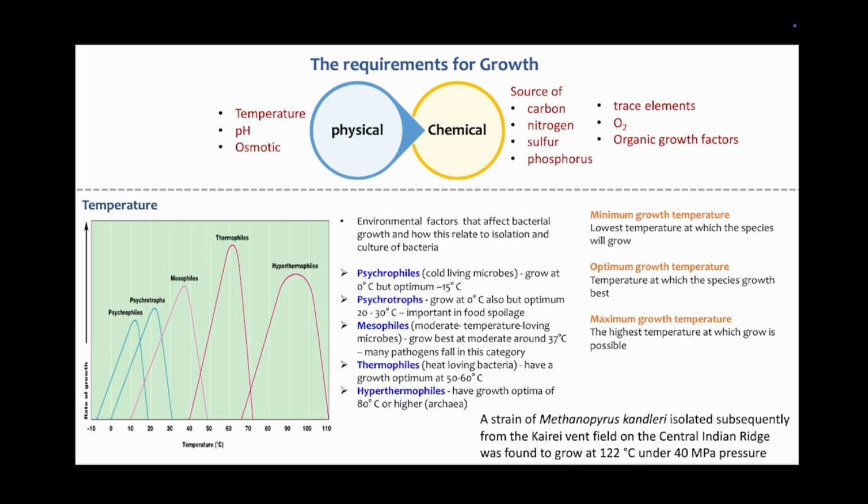And when you look at all these graphs, you notice that there is a minimum and a maximum. Okay? For all temperature curves, there is a minimum, maximum, and optimum. Another point to remember is the optimum is always nearer to the maximum. Okay? The optimum is always nearer to the maximum.